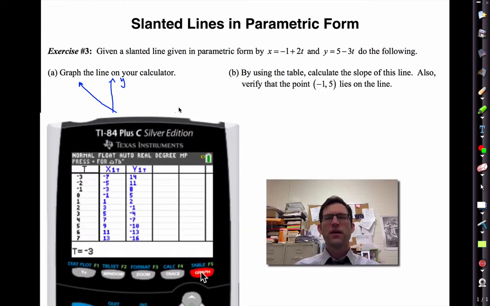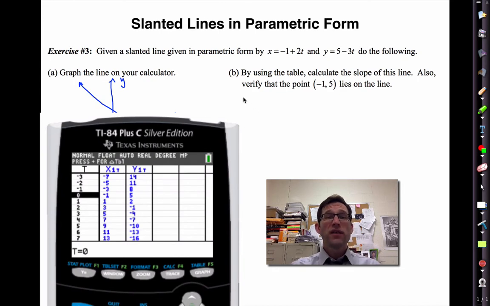All right. Now it asks us to do two things. It asks us to calculate the slope of the line, and also to verify that the point -1, 5 lies on the line. Okay, and we'll get to this point in a little bit. But it's pretty easy to actually calculate the slope of the line, right? What we need is 2 points.